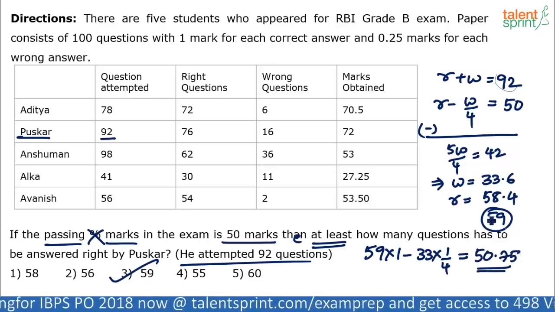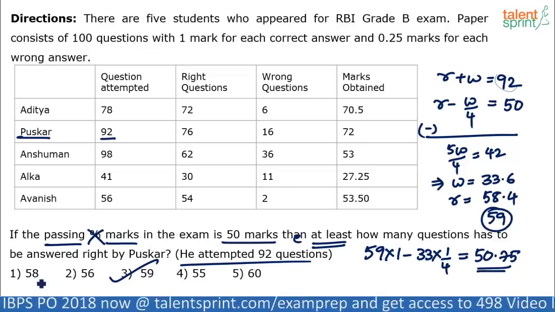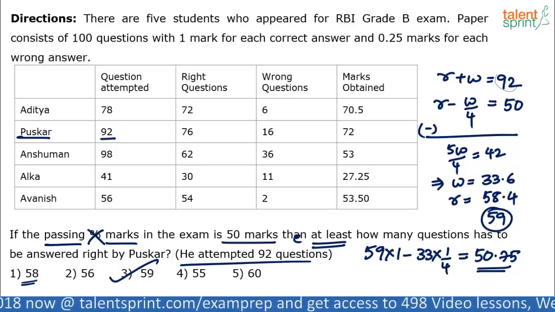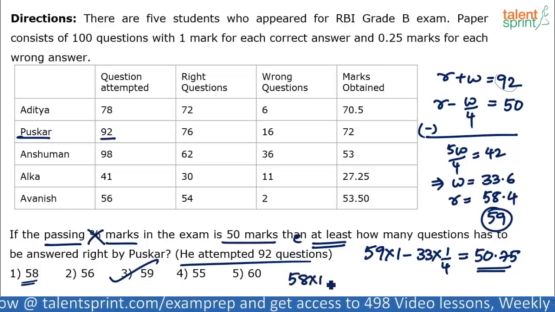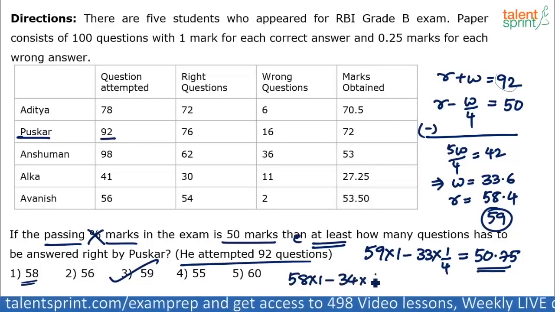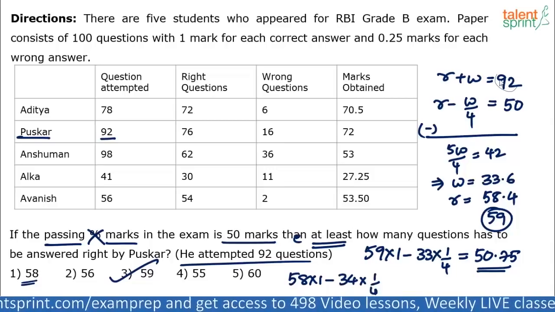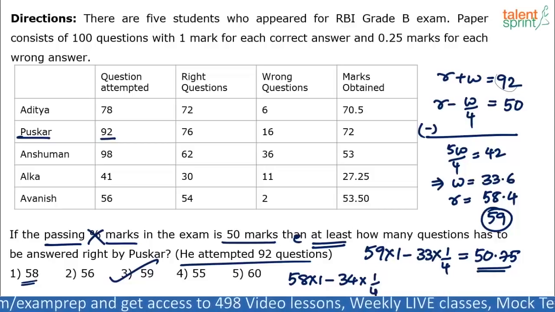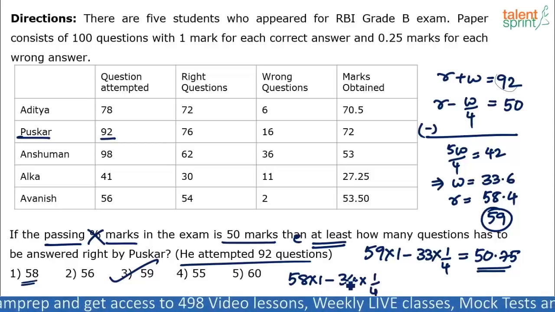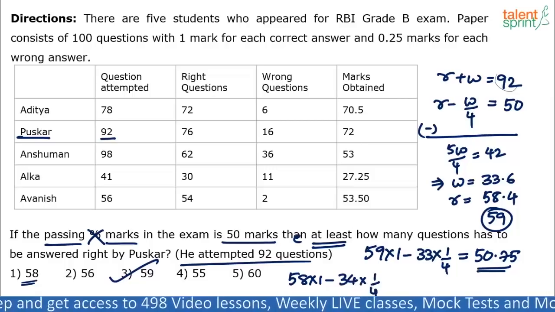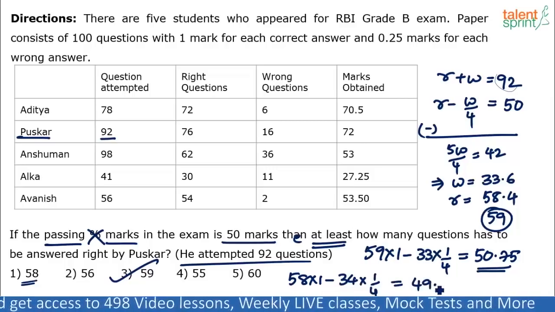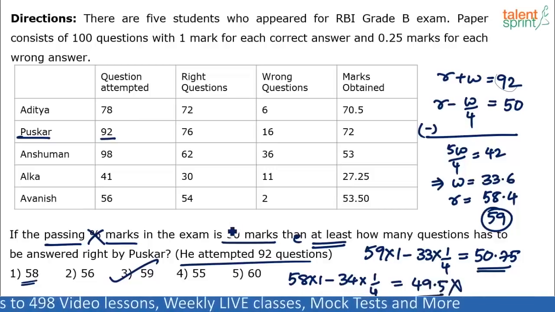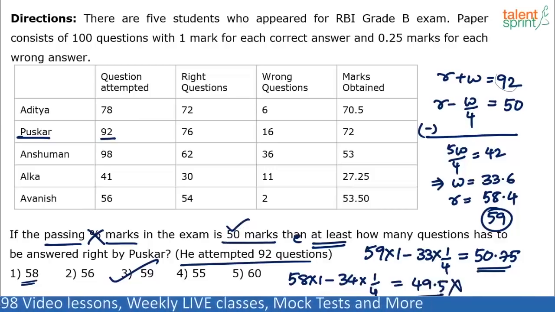Maybe you are confused about 59 versus 58. Why can't it be 58? Try for 58 and see what happens. I have already explained why it cannot be 58, but let's try. What happens if 58 are correct? He'll get 58 into 1 minus 34 into 1 by 4, because then 34 will be wrong. Total are 92, out of which 58 are correct, so the remaining 34 are wrong. 34 by 4 is 8.5. So 58 minus 8.5 will make it 49.5. Is he able to pass the exam? No. 49.5 means he failed. For you to pass, you have to score minimum 50. That is the reason 58 cannot be the answer.